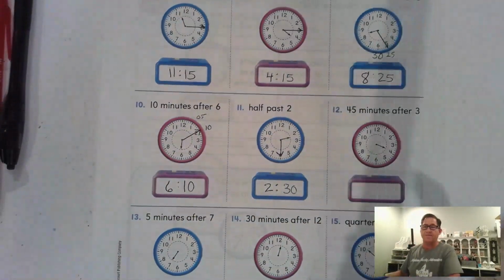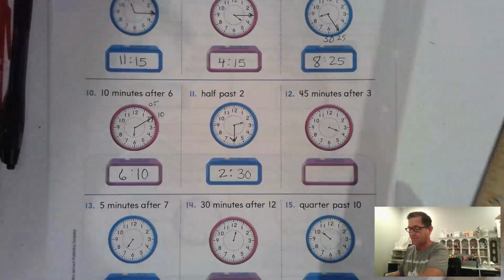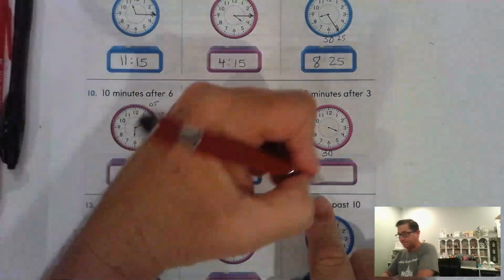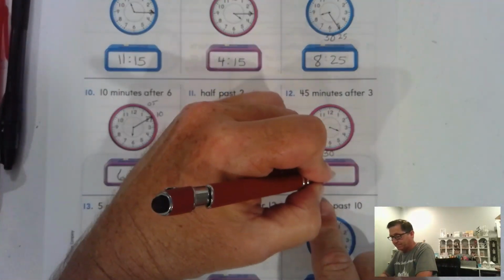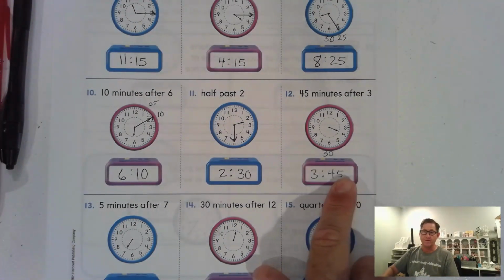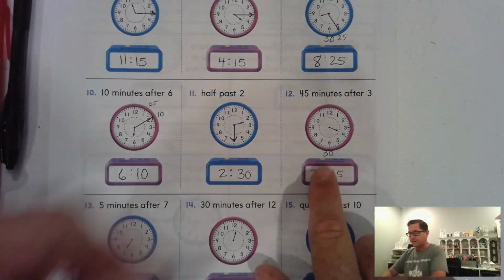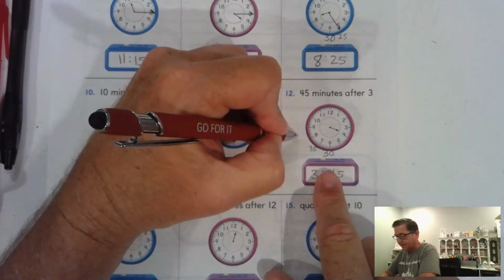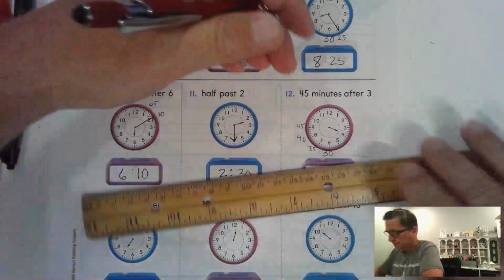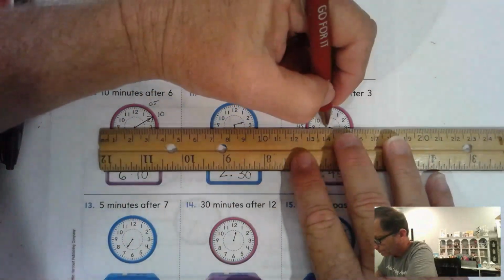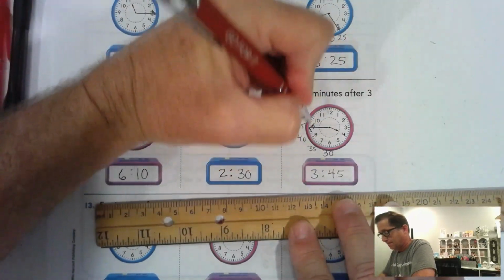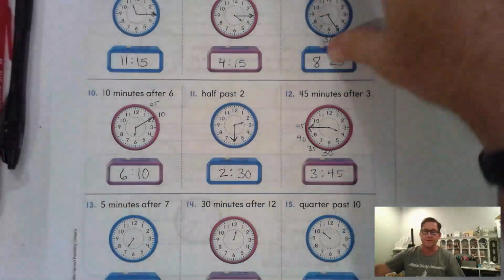2:30. 45 minutes after 3. So again, we know that this is 30. We can write the time because that's simply 45 minutes after 3. So 30, 35, 40, 45. 3:45.